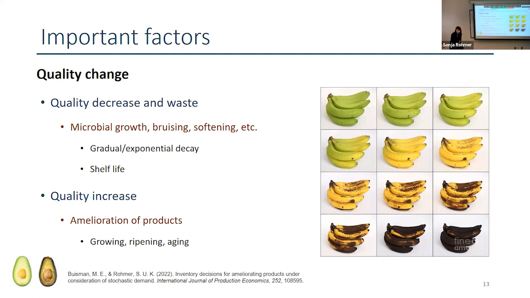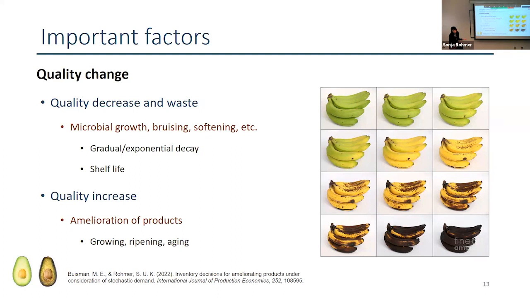Usually when we talk about quality in food, or in the literature, in routing as well, we talk about quality decrease and waste, because it's a very important aspect from a sustainability perspective. There we can model this in different ways. There are different models for that. There are microbial growth models. There are all these bruising and softening aspects that would happen just from using certain transport options. So then it's potentially more of a percentage that we can take into account.